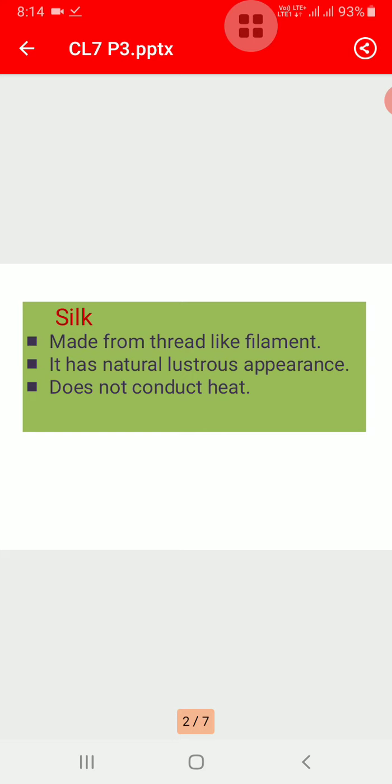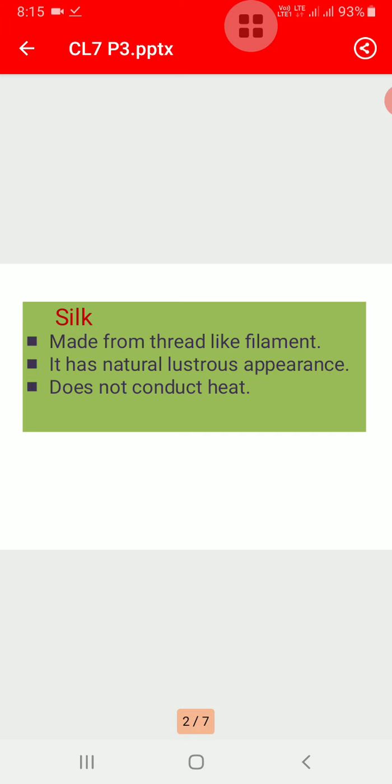Silk yarn is made from the thread-like filament that the silkworm spins around itself to form its cocoon. It is a prized fiber because of its natural lustrous appearance. Silk doesn't conduct heat, and it is therefore a good insulator, keeping a person warm in winter and cool in summer. That is why people mostly like to wear silk.